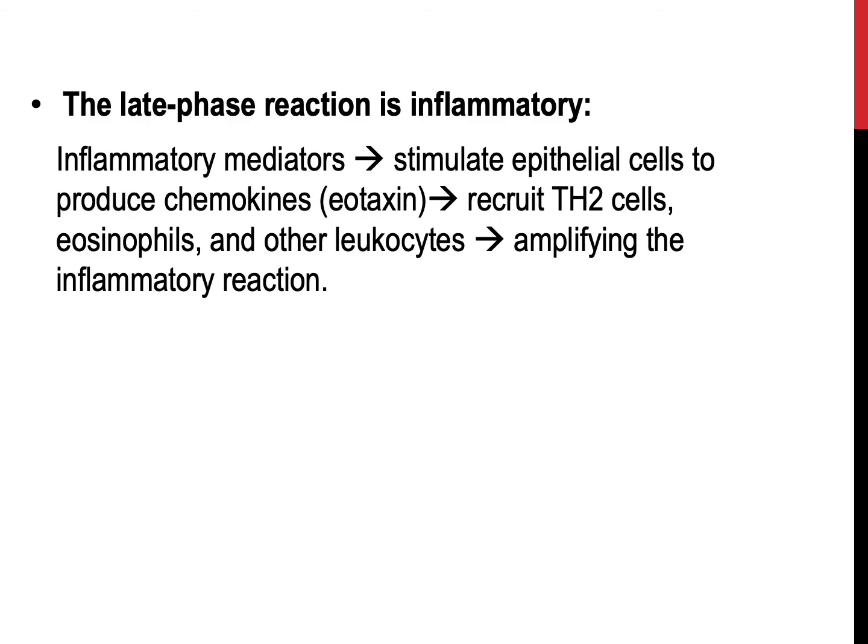The late phase reaction is inflammatory in nature. Inflammatory mediators stimulate epithelial cells to produce chemokines, including eotaxin, which is a potent chemoattractant and activator for eosinophils. This results in recruitment of T helper type II lymphocytes, eosinophils, and other leukocytes, and also amplifies the inflammatory reaction.